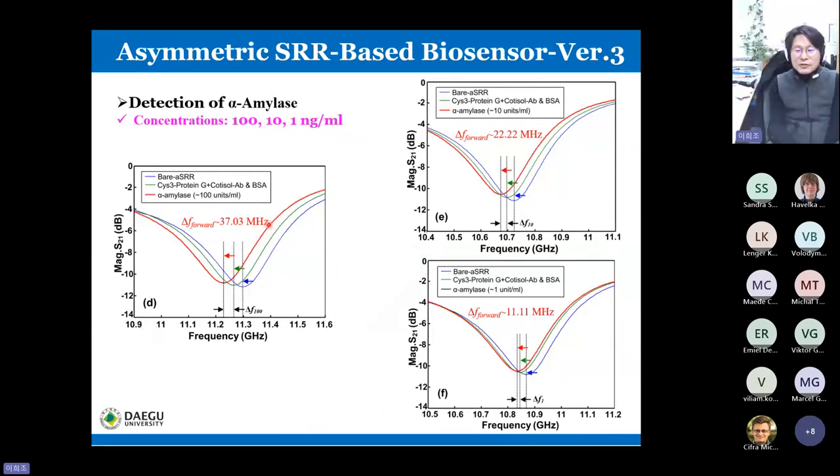Okay, in addition, this result showed the resonance frequency behavior, the three kinds of bioprocessing for alpha-amylase sensing. The first bioprocessing is the immobilization of cysteine-3 protein G. The second is binding antibody to the cysteine-3 protein G, and the third, the introduction of alpha-amylase at three different concentrations, 10, 1, and 0.1 units per ml. As you can see, the resonance frequency is shifted toward a lower frequency region with the increasing alpha-amylase concentrations.